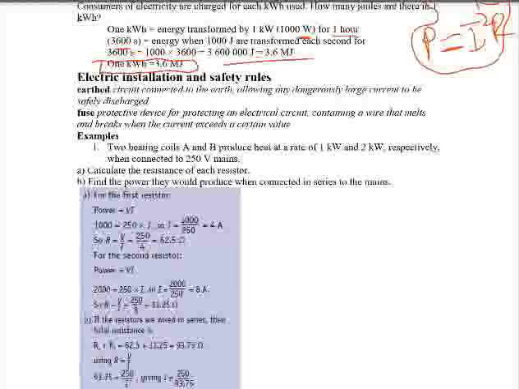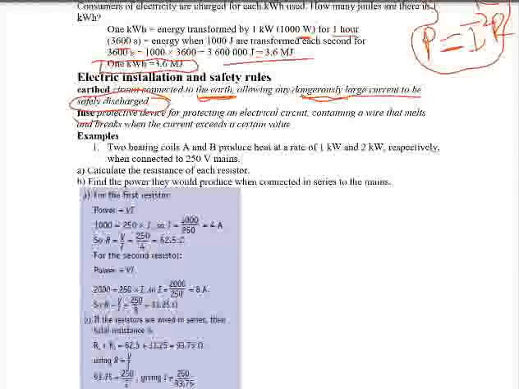We have so many safety rules. Among these, we will see two of them. The first one is earthing. When we use electrical circuits, the circuits are connected to earth, allowing any dangerous or large amount of current to be safely discharged to earth. Therefore, we always earth the circuits to be safe from dangerous large amounts of current. When there is a large amount of current flowing through that circuit, it is safely discharged to earth when we earth the circuit.